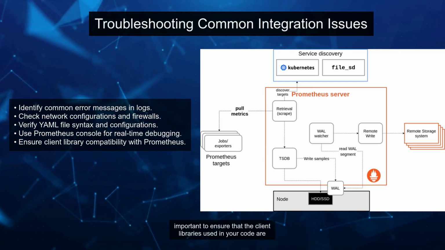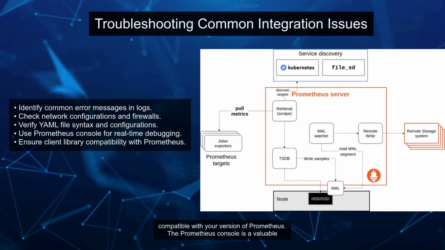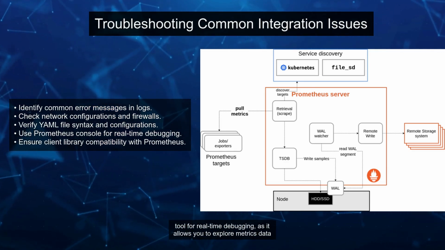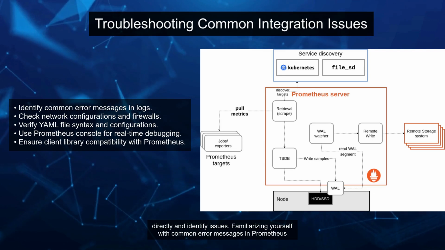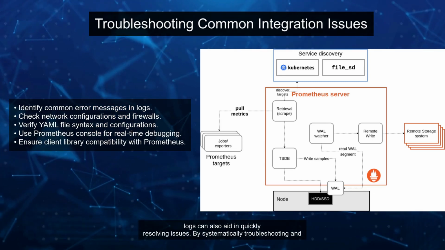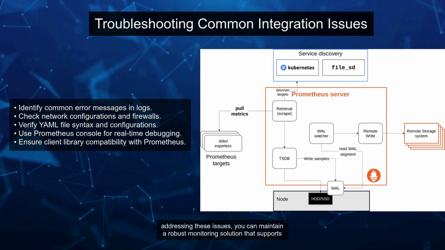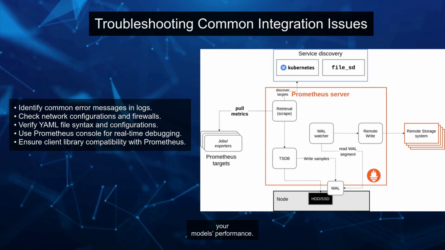It's also important to ensure that the client libraries used in your code are compatible with your version of Prometheus. The Prometheus console is a valuable tool for real-time debugging, as it allows you to explore metrics data directly and identify issues. Familiarizing yourself with common error messages in Prometheus logs can also aid in quickly resolving issues. By systematically troubleshooting and addressing these issues, you can maintain a robust monitoring solution that supports your model's performance.